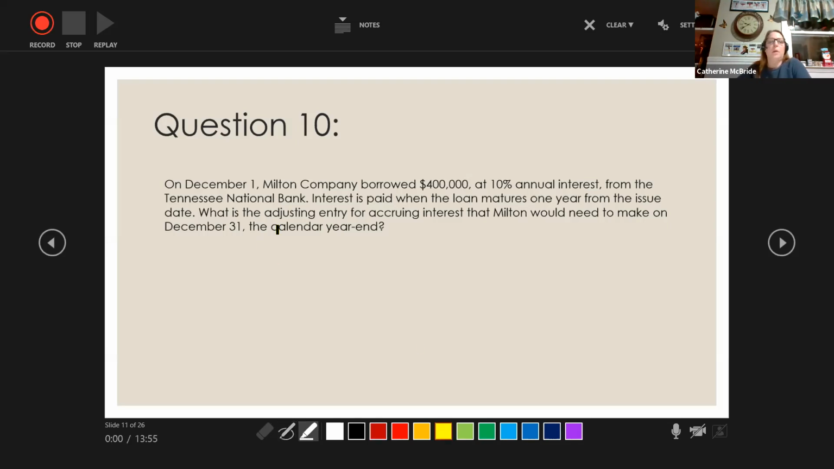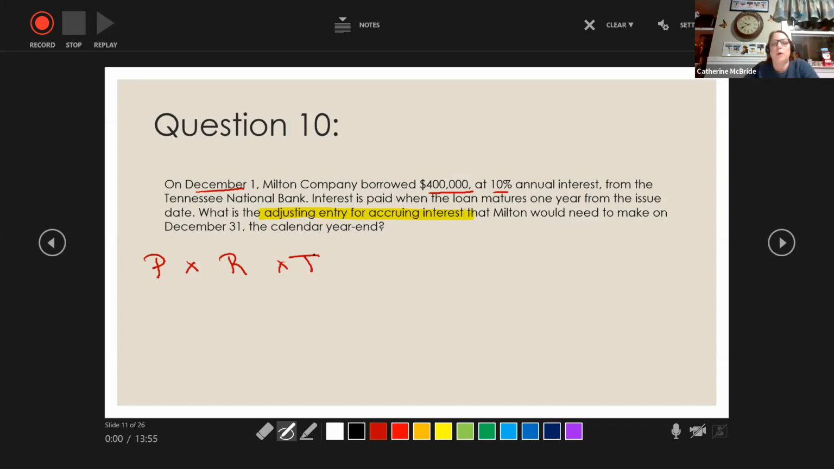Like here, what is the adjusting entry for accruing interest? Okay, so we earn interest or incur interest expense all the time after we take out a loan, even if we don't pay it right away or receive it right away. So on December 1st, Milton Company borrowed $400,000 at 10% interest. Remember, the formula is principal times rate times time. And time is always expressed in a year.